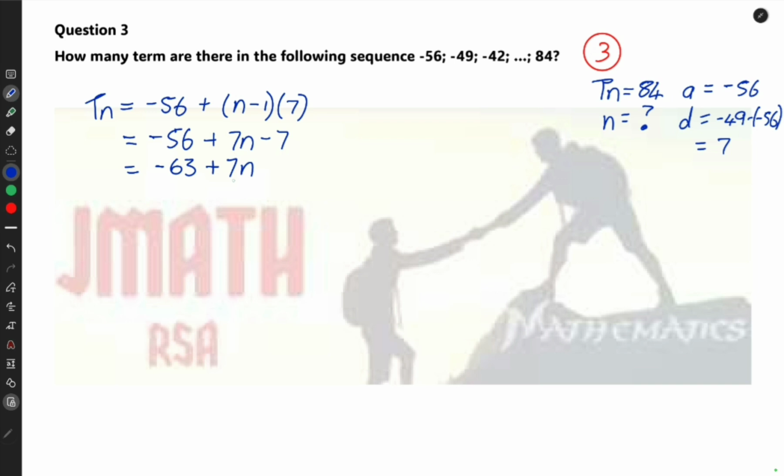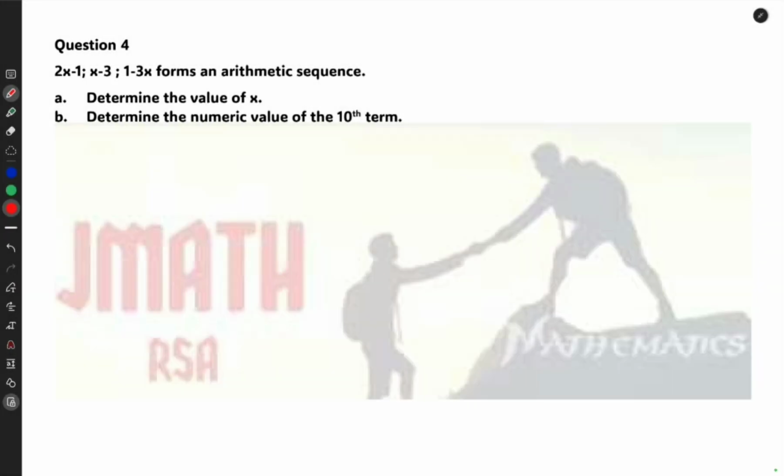I know I'm going to work out the 84th one, so I can immediately go and just sub in 84 in there. And now I just solve the algebra sum. So this will become, if I take the 63 over, 147 is equal to 7n. And 147 divided by 7 is going to give me 21. So how many terms are there in the following sequence? There are 21 terms. So your mark allocation would be to get Tn, to sub in the Tn value, and then your final answer.